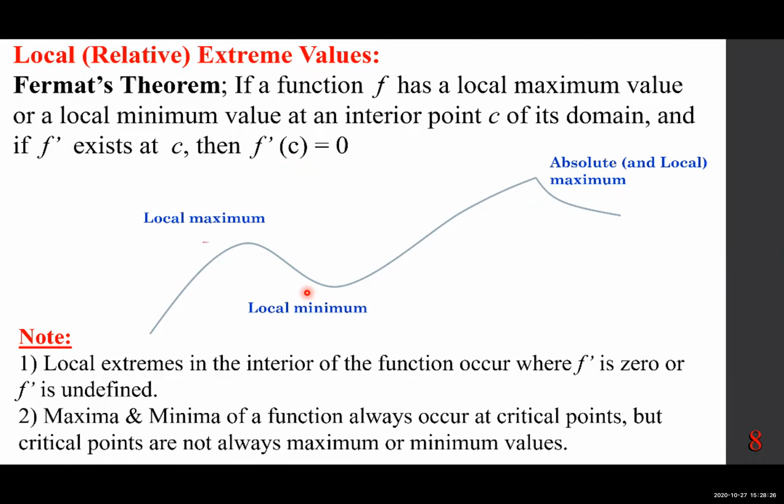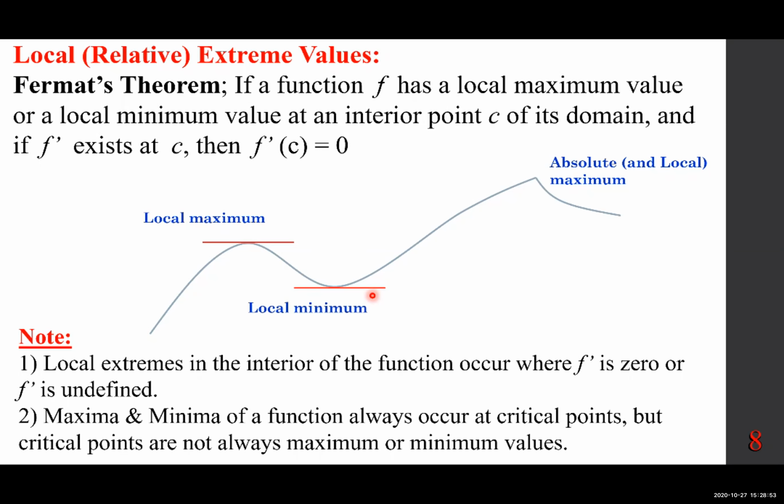If f prime exists, take a look at this, local max and local min. Class, these peaks and valleys refer to local max and min. So local max, local min, local max, and this one happened to be an absolute max also. Over here and here, f prime exists and f prime is 0. As you see, we have a horizontal tangent line.